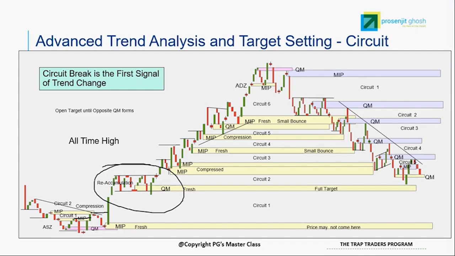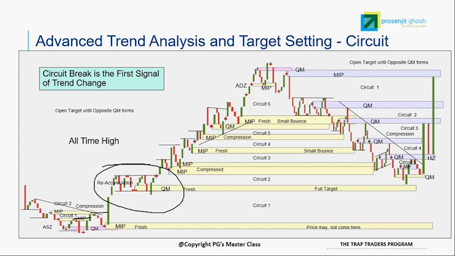But what could be the target? Now, if you look at the top, all the zones, all the QMs are tested. That means there is compression. So if there is compression, what could be the target? We know all the MIPs will give small reactions, but there is no QM which is fresh there, so the target can be the all-time high until our opposite QM forms. And that is what happens.